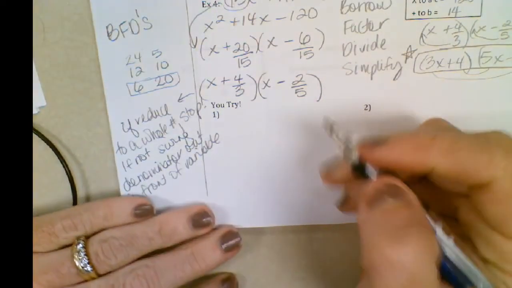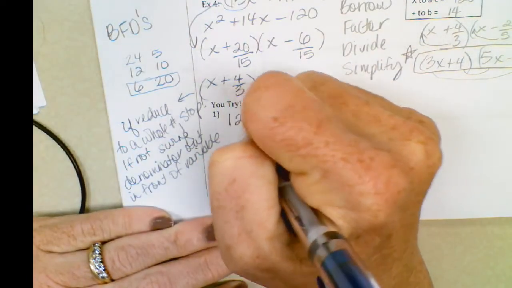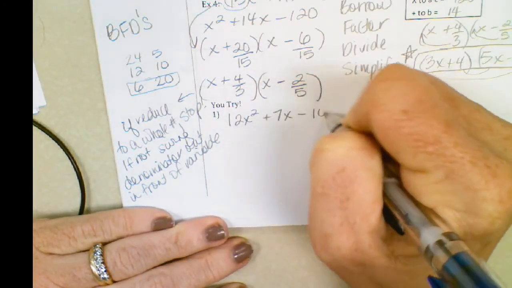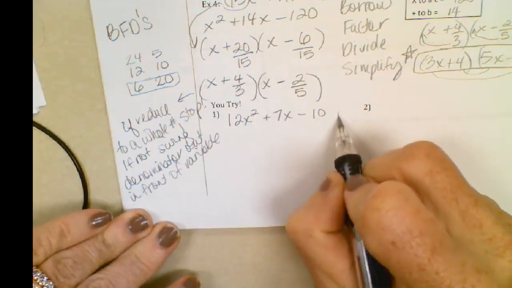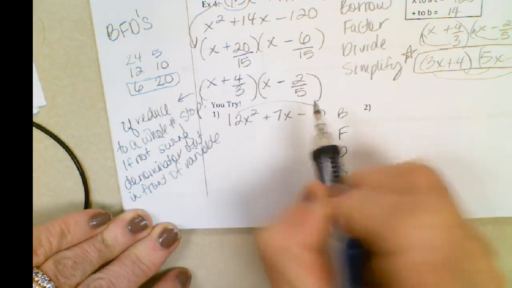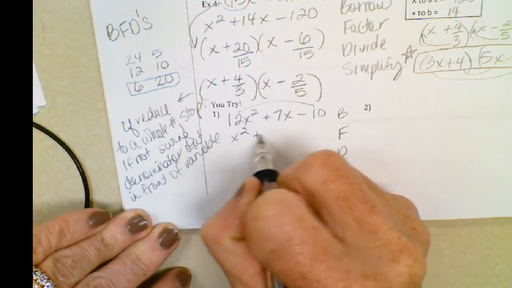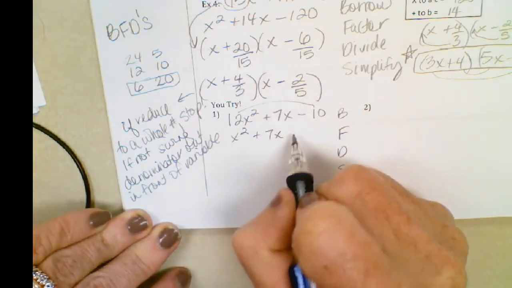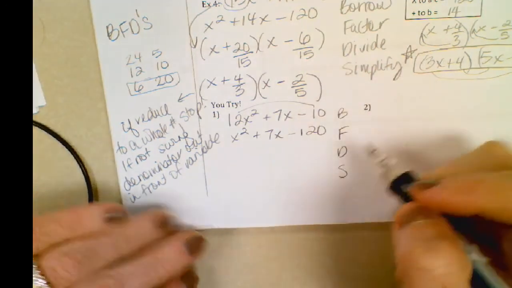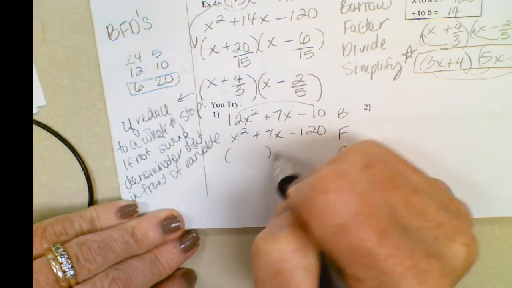So I'm going to do 2 more in BFDs. So just kind of follow the steps with me, and then the more you do it, the more it'll make sense. Okay. So the first thing I'm going to do, I'm going to write my BFDs right down the side, is borrow. So I get x squared plus 7x. I borrowed the 12 and gave it to the negative 10, so I have negative 120. It's kind of funny how that worked out twice. Now I'm going to factor.